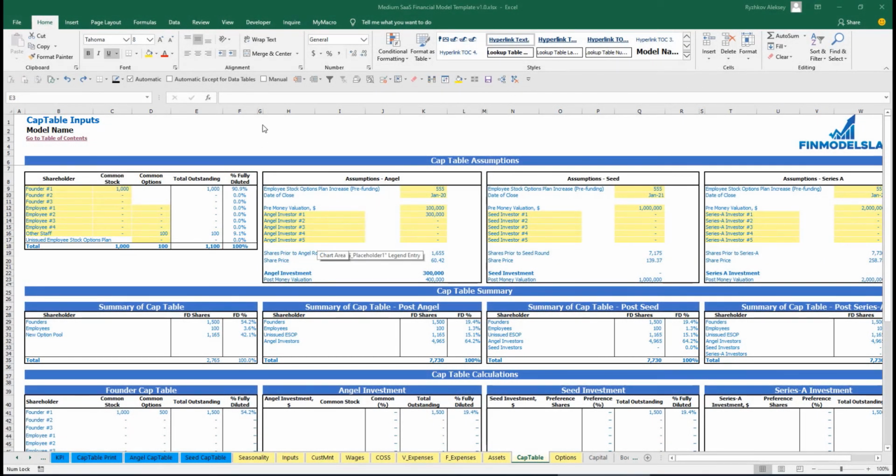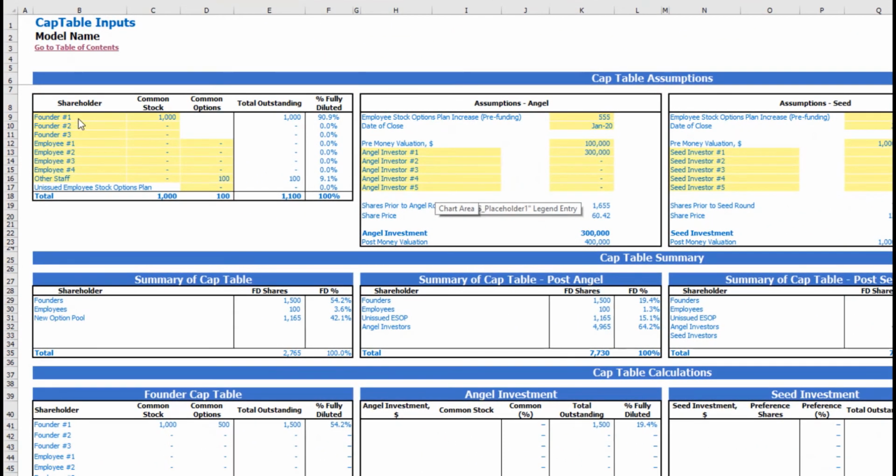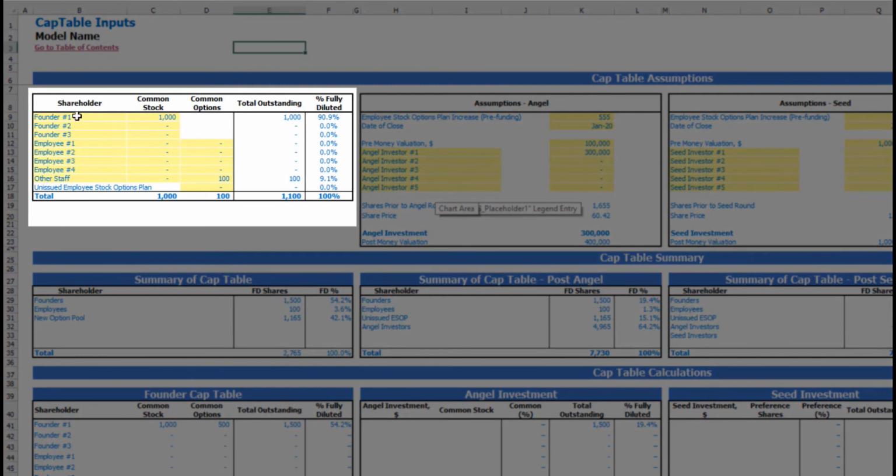On the cap table you can input the main cap table assumptions for funding, angel, seed and Series A rounds, see some summary and calculations and reports. So let's begin from the founders information. On the top left side you can input up to 3 founders and up to 5 categories of employees.